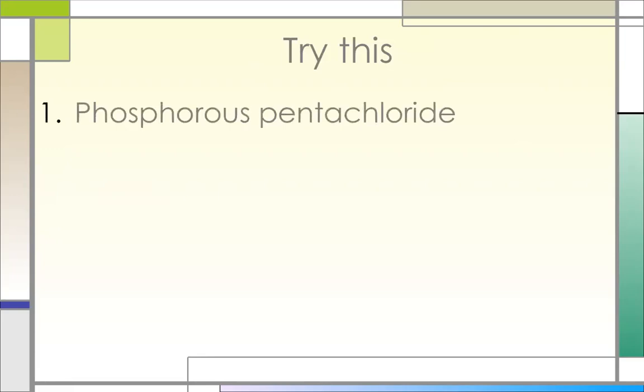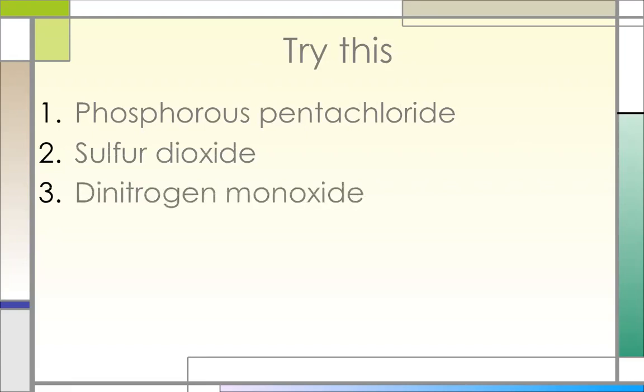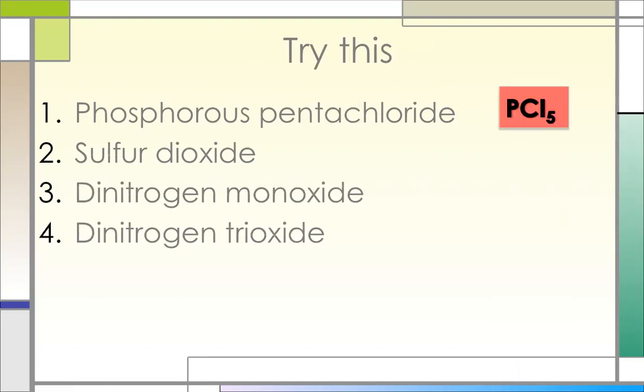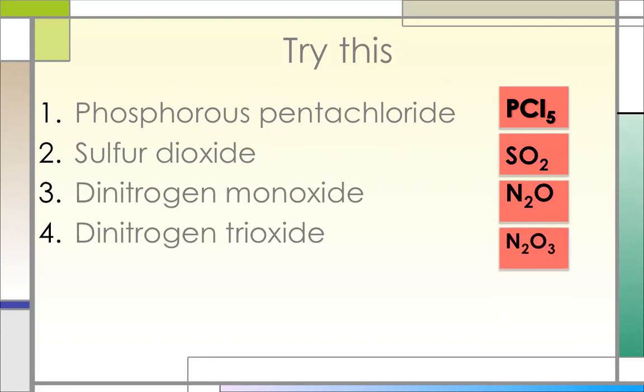So try this one. You have phosphorus pentachloride, sulfur dioxide, dinitrogen monoxide, dinitrogen trioxide. For phosphorus pentachloride, you have P for phosphorus, chloride or chlorine, Cl. Penta means 5, so you put the number of atoms, which is 5. Sulfur dioxide, S for sulfur, oxygen or oxide is O. Then you have di, which means 2. Dinitrogen monoxide, you have N2O. Dinitrogen trioxide, N2O3.